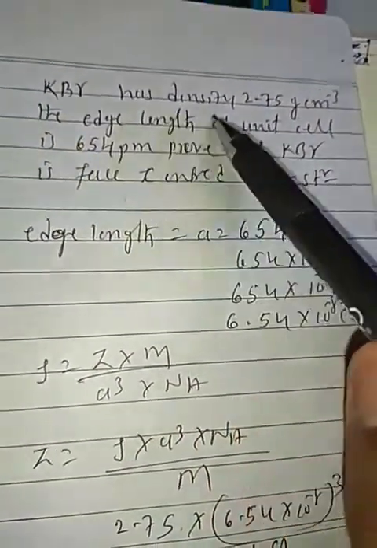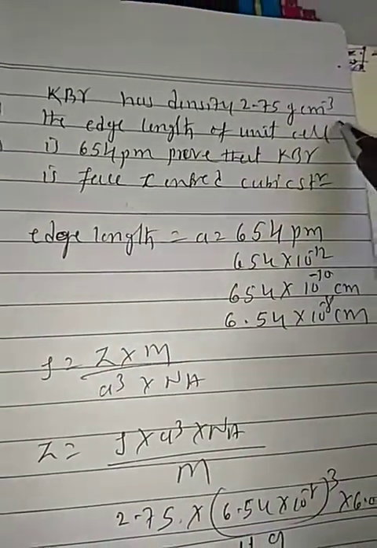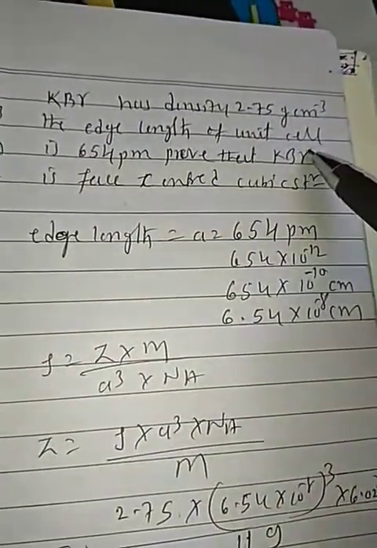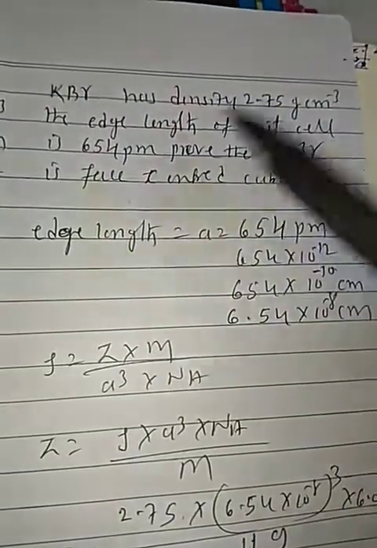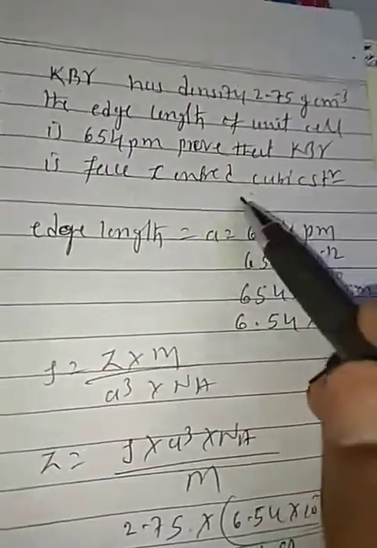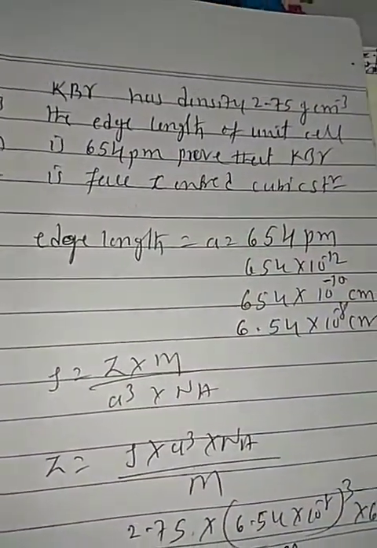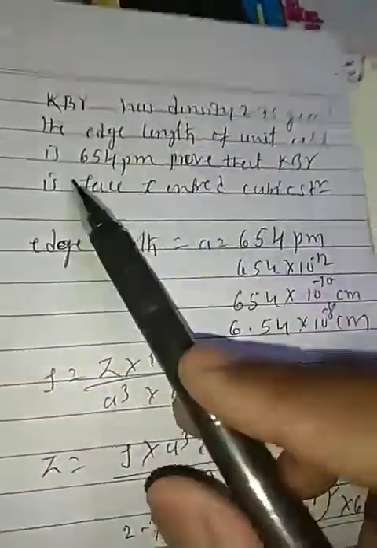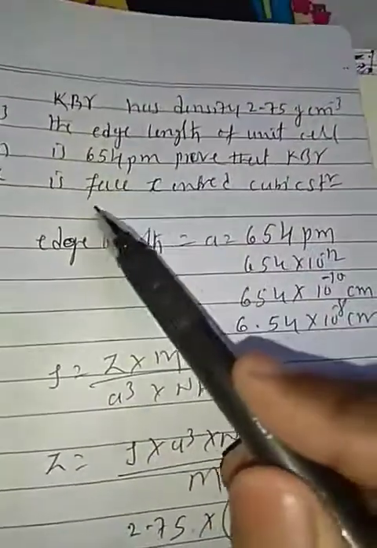Potassium bromide has a density of 2.75 gram per centimeter cube. The edge length of the unit cell is 654 picometer. Prove that KBr is a face centered cubic cell. To prove this, the density 2.75 gram and the edge length 654 are given. With the help of this given data, we have to find out that the given KBr crystal is a face centered cubic.